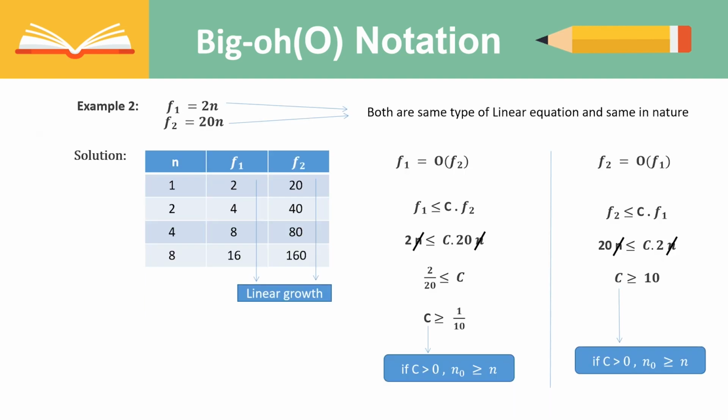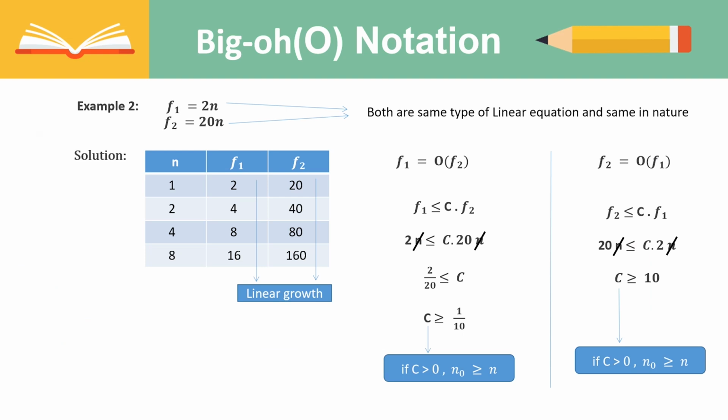Example 2. Here we have two functions f1 and f2. f1 is equal to 2n and f2 is equal to 20n. Both f1 and f2 are of the same type of linear equation and are the same in nature. In this question, we have to find asymptotic notations. To find the asymptotic notations, we again make a growth chart in which we have taken n is equal to 1, 2, 4 and 8.